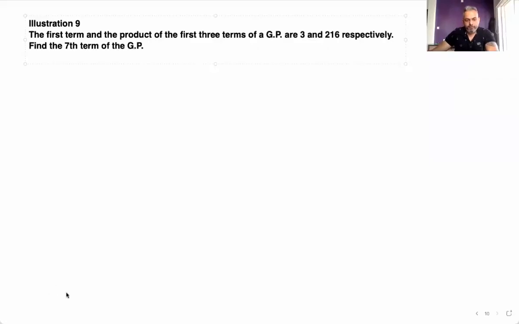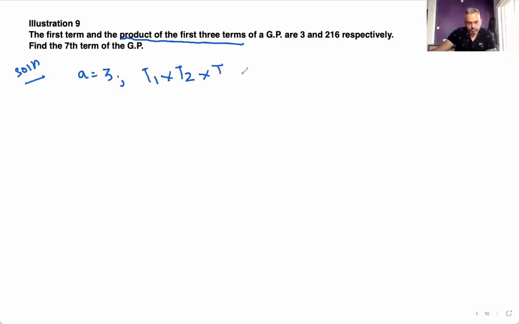Illustration 9. The first term and the product of first three terms of GP are 3 and 216 respectively. Find the seventh term of GP. So first let's write the solution. First term A is equal to 3. T1 into T2 into T3 is 216.